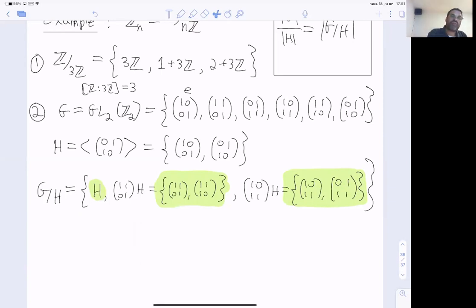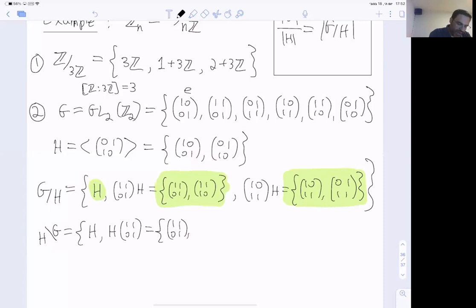These are three left cosets. Why left? Because I multiply by the little g from the left. Now let us compute it from the right. So we have h multiplied with this, which, of course, if you multiply this element with e, it's the same element.